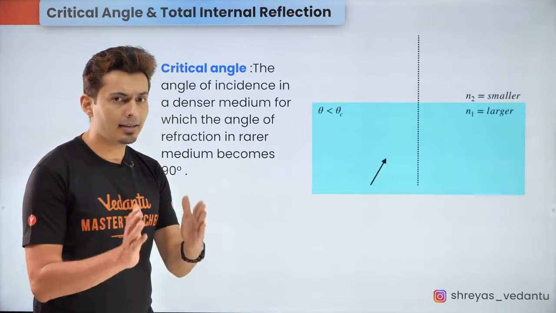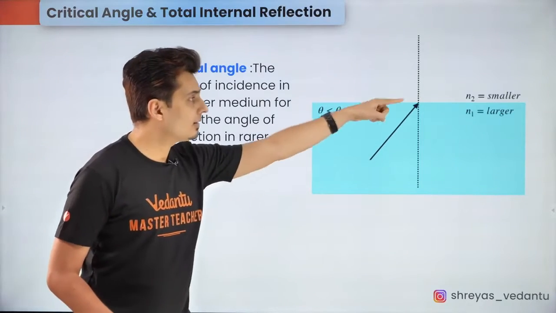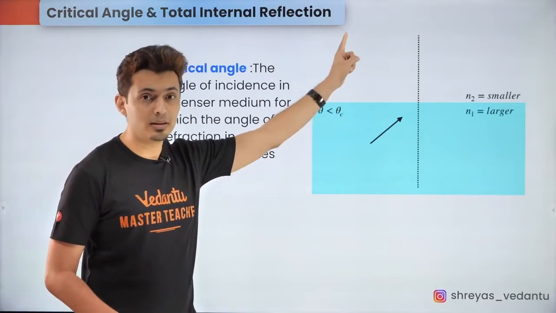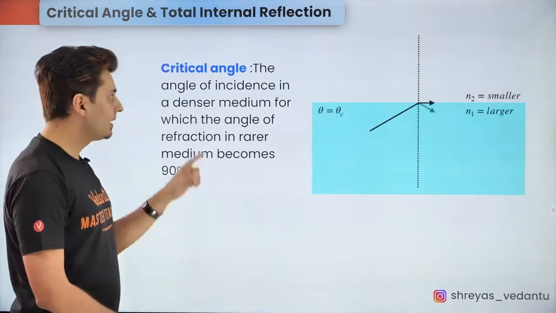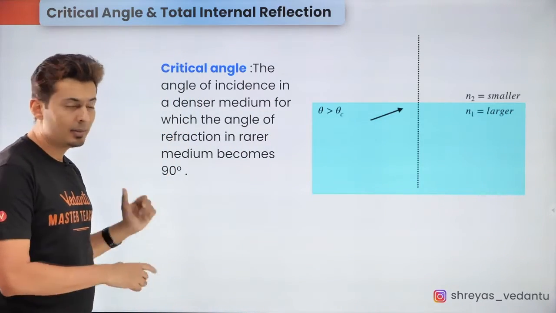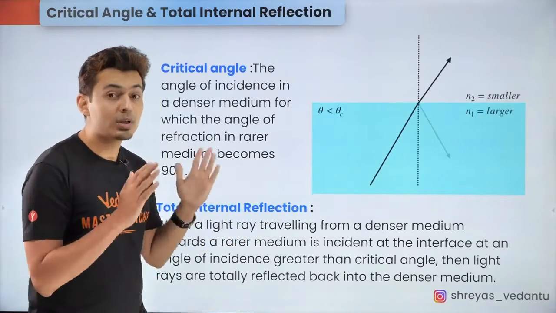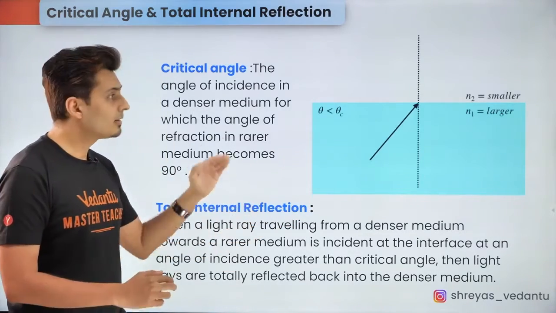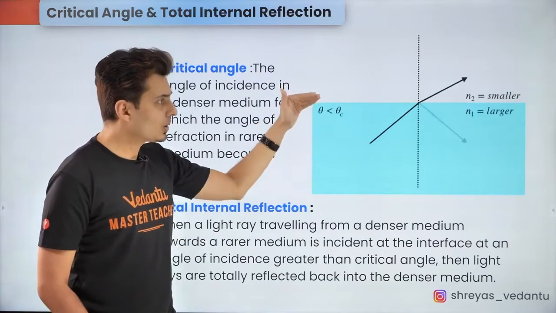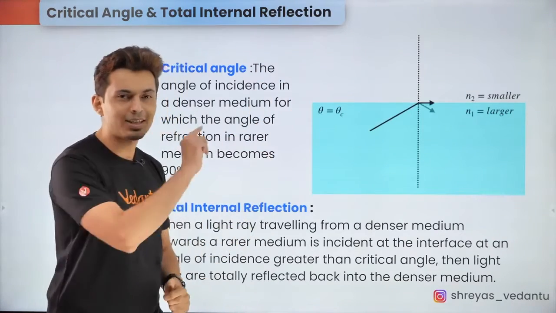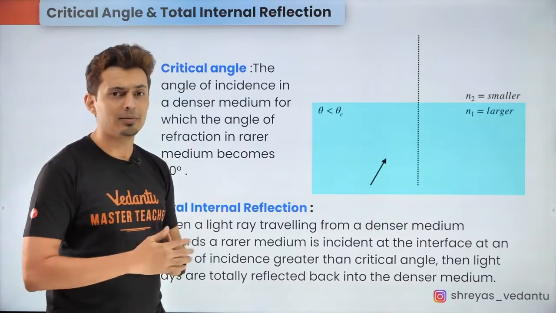In fact, there is an angle of incidence in the denser medium for which the refracted rays make 90 degrees with the normal, or they come out parallel to the surface. That angle of incidence is called the critical angle, and for all angles of incidence inside the denser medium which are more than the critical angle, the light rays do not emerge on the rarer side. In fact, they get totally internally reflected inside the denser medium. This is the concept behind the transmission of light in optical fibers.